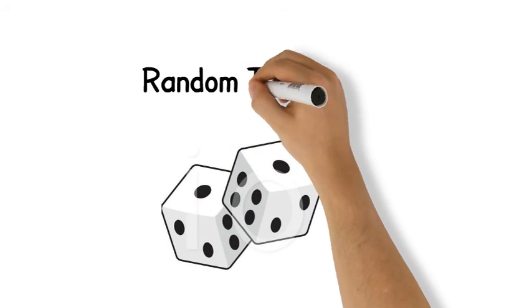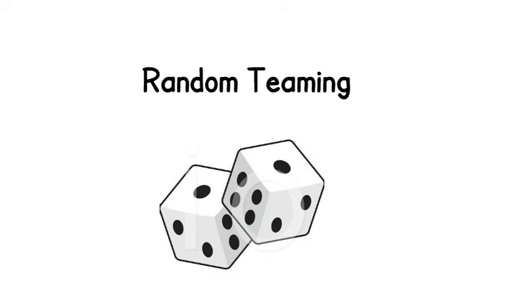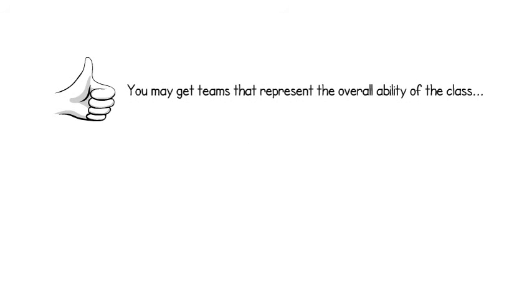Finally, you can form teams randomly. Everyone gets a number 1 to 5. All 1s are one team, all 2s are another team, etc. The plus side of random teaming is because it's random, we might actually get teams with abilities that actually reflect the overall ability of students in our class. The downside is that we might not.